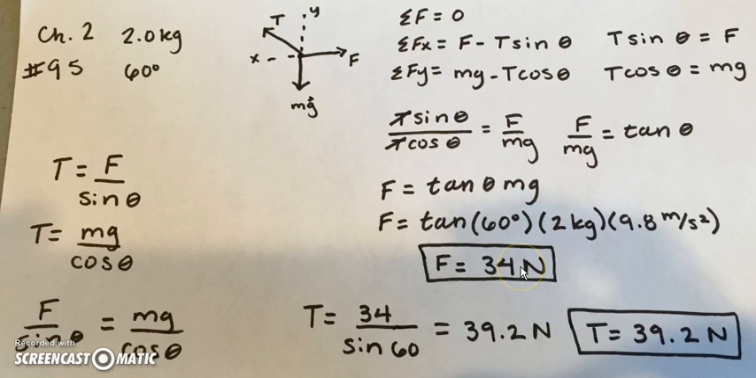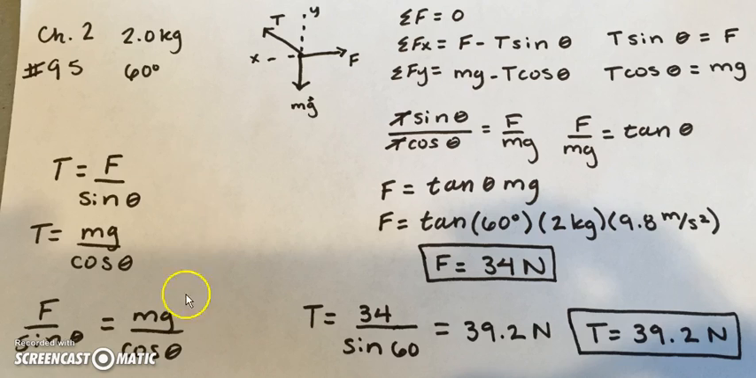Now, we need to solve for the tension in the string. And if you come up here, T sine theta is equal to F and T cosine theta is equal to mg. You can go either one: T is equal to F divided by sine theta, or T is equal to mg divided by cosine theta. Either one should work, and they should give you the same answer if you did everything right.